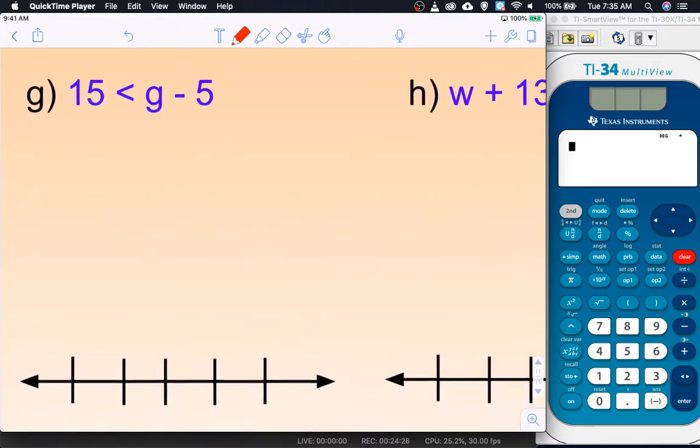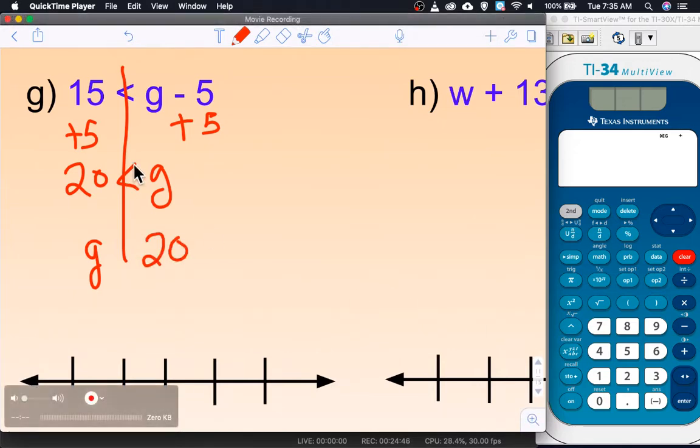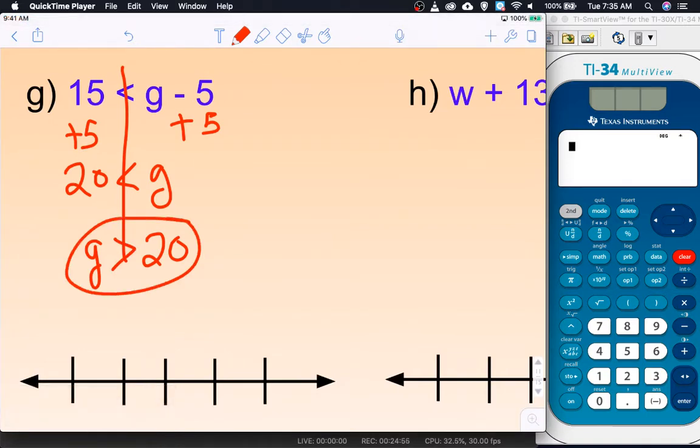All right, hopefully in letter G here, you dealt with the problem that the variable's on the wrong side. So I would start by adding 5 to both sides. G and 20. Now my variable is on the wrong side, and I don't like that. I'm not going to graph from that. I'm going to flip my whole inequality. And right now, it's a less than symbol. It's like opening towards the G. When I flip it, it's going to become a greater than symbol. Still opening towards the G. That's the one I'd want to graph from.